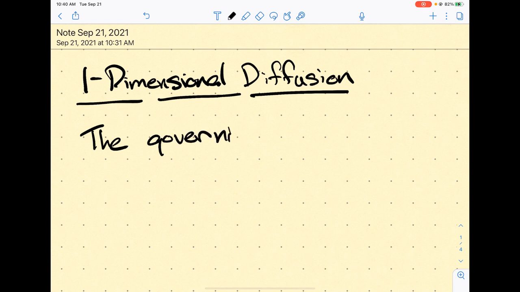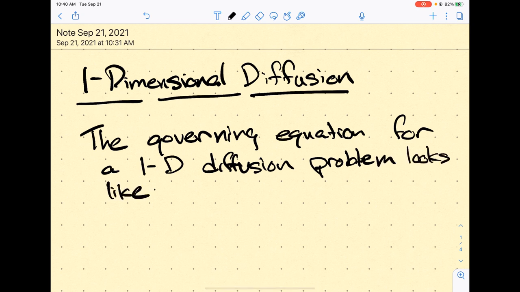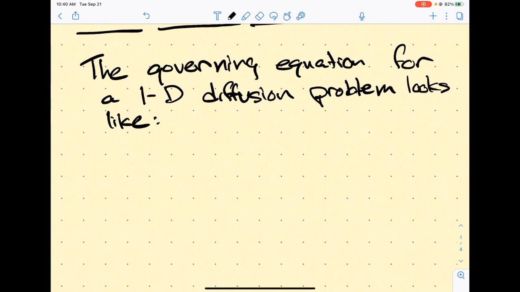the governing equation for a 1D diffusion problem looks like the derivative of, and I'll go directly into our discussion of a temperature diffusion problem just to stay consistent with what we introduced last time, right? So I'll use the same nomenclature and the same variable names.